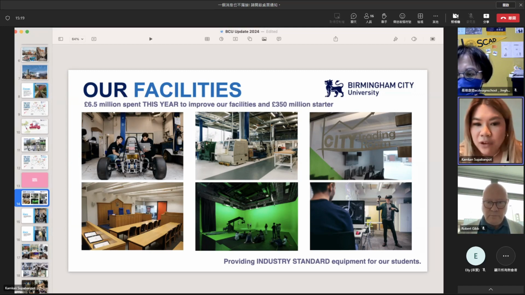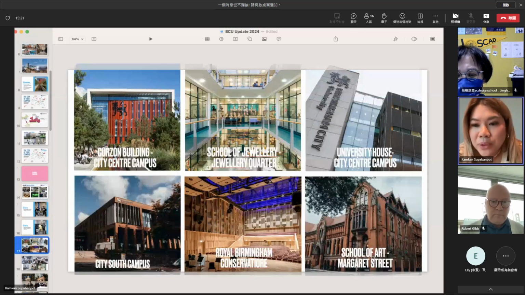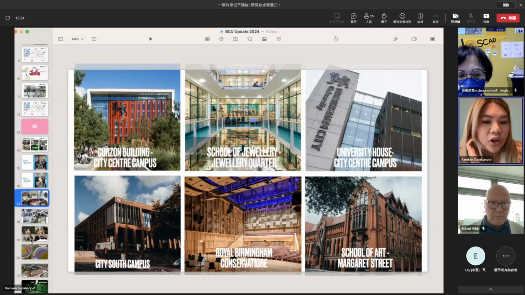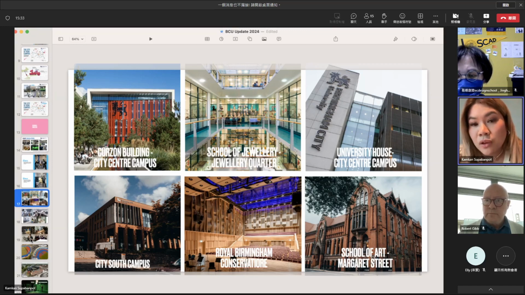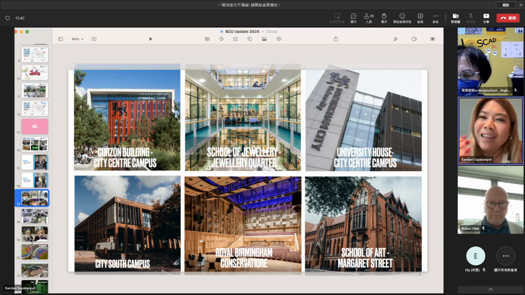So this applies to everything, right? In terms of the buildings that we have, obviously we have the Curzon building, we have the School of Jewellery, and we also have the Birmingham School of Art. Now, I don't know if you guys know much about the schools or the universities in England, but for me, there's 2 types of universities. There's the red brick universities, so universities like the Hogwarts style, right? And then we have universities that we consider to be modern universities. BCU, for me, is different from any of those universities because we're a mixture of both.